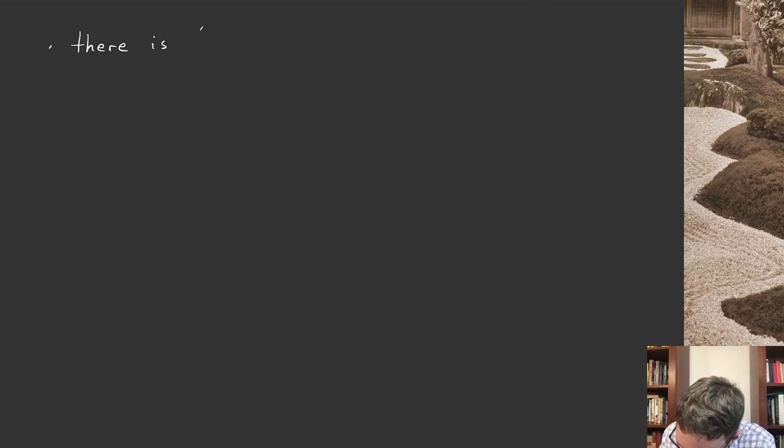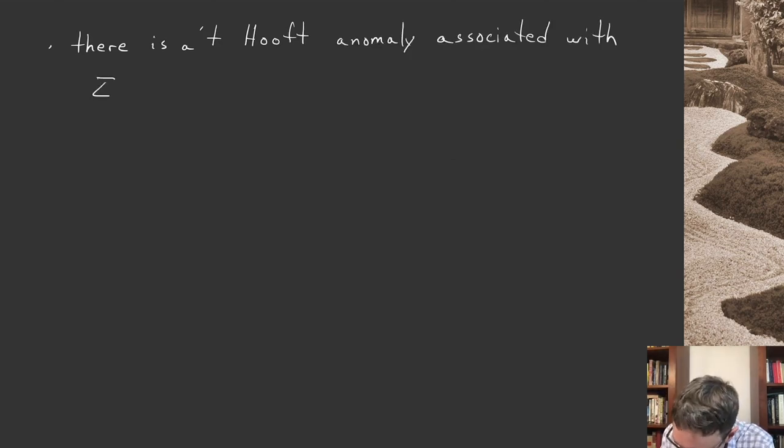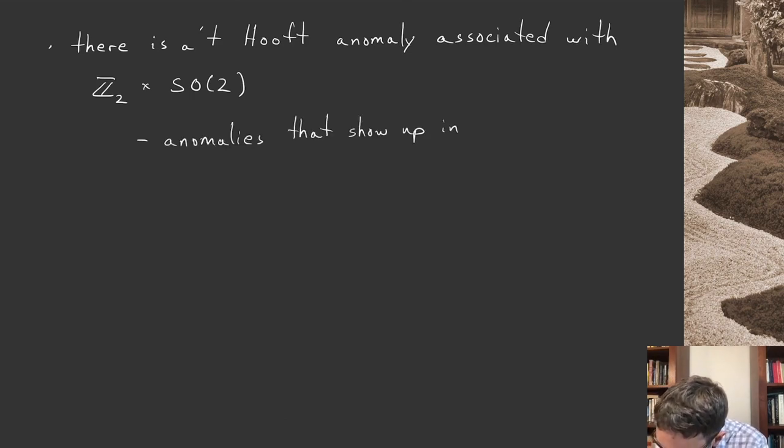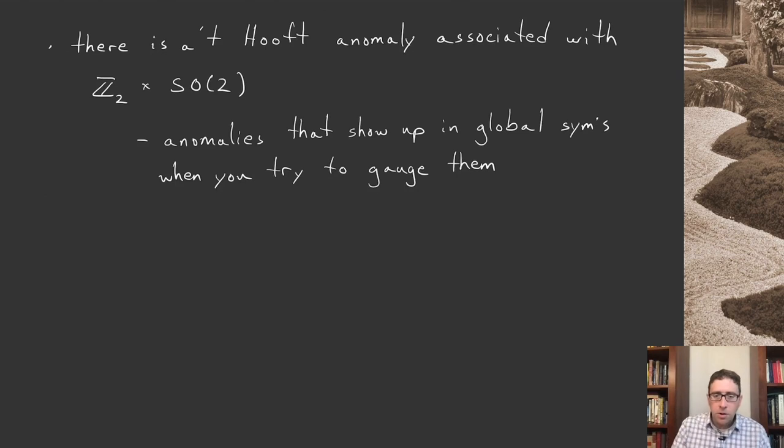There's an anomaly. It's a special kind of anomaly, often called a 't Hooft anomaly. There is a 't Hooft anomaly with the Z2, and in fact, it's not really possible to separate it from the rotational symmetry either. The 't Hooft anomaly inextricably mixes these two in a problematic way, as we'll see in a moment. So what is a 't Hooft anomaly? These are anomalies that show up in global symmetries, these Z2 and SO2, when you try to gauge them. So what do I mean, gauge a global symmetry?